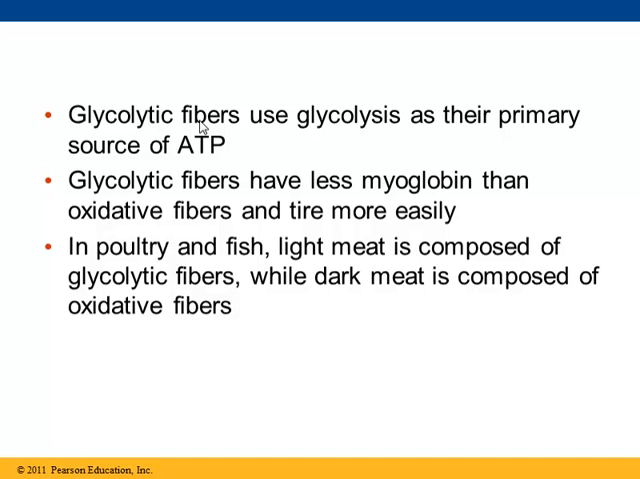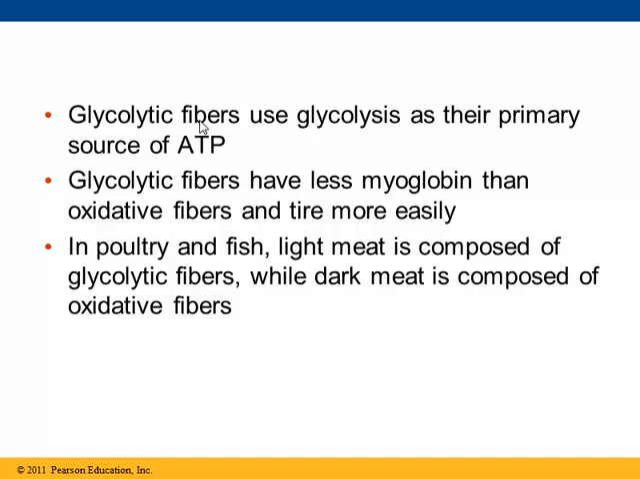So these things tire easily, but they usually can give you more instantaneous power. They're designed to be a bit faster. So when you're talking about light meat versus dark meat, light meat is the glycolytic. The dark meat is the long distance stuff. It's the oxidative.